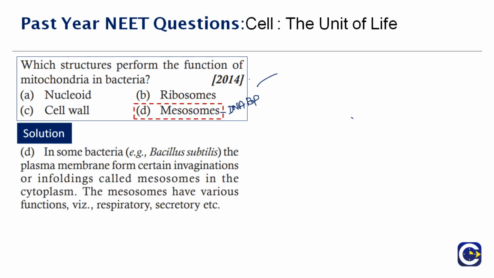In some bacteria like Bacillus subtilis, which is a gram-positive bacterium, Bacillus will be a rod-shaped bacterium like this. So this is how it will appear under a microscope. These mesosomes are actually performing the function of mitochondria. Since bacteria don't have mitochondria, the mesosome will take over that activity and help the bacteria to function. Therefore, the correct answer is option D.